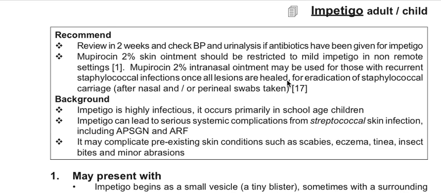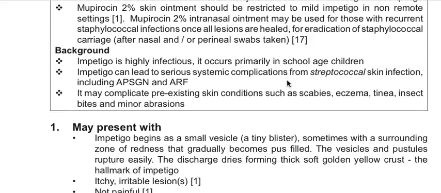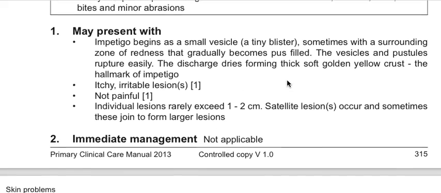Impetigo is highly infectious and it occurs primarily in school-aged children. It can lead to serious systemic complications from streptococcal skin infection, including acute post-strep glomerulonephritis and ARF. It may complicate pre-existing skin conditions such as scabies, eczema, tinea, insect bites and minor abrasions.